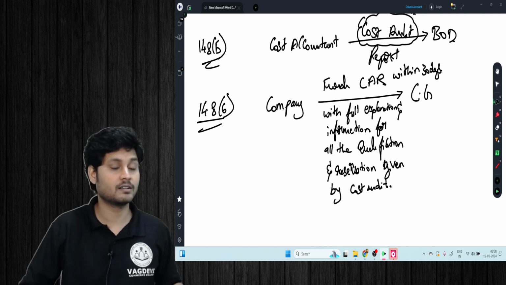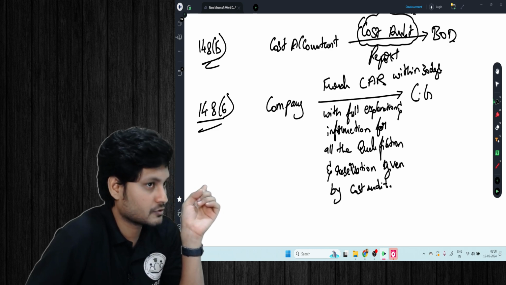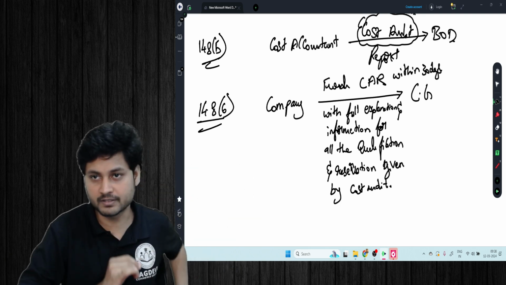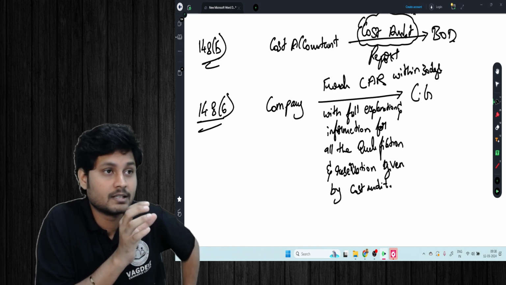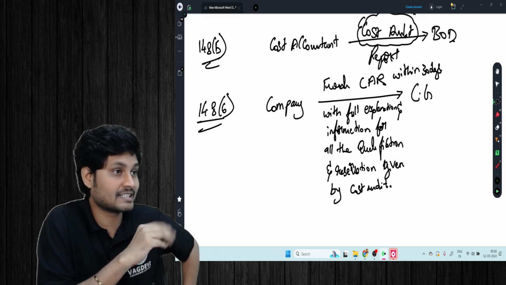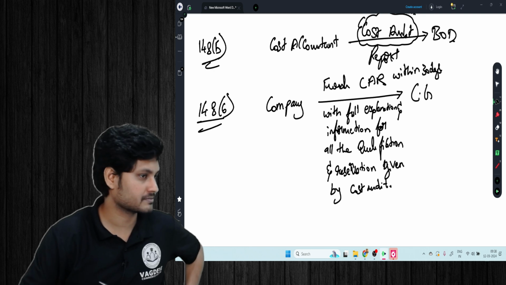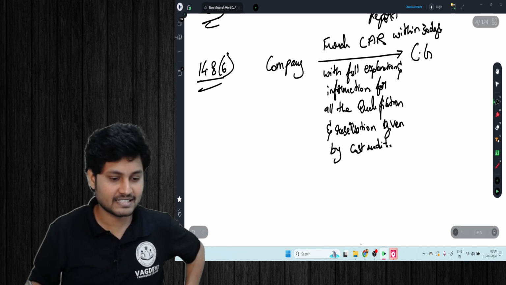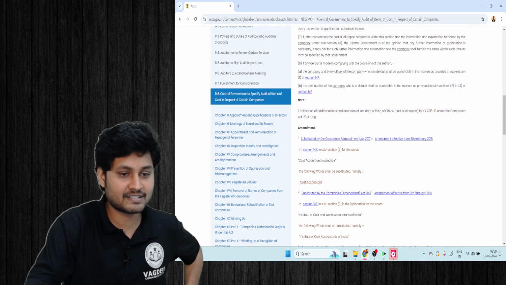Always remember, whenever there are some days given, such as within 30 days, it must be remembered from when the 30 days started. It is not from your date of birth. So 30 days from the receipt of the cost audit report. Okay, within 30 days of receipt of the cost audit report. That's it. This is 148 subsection number 6. Come to 148 subsection number 7.